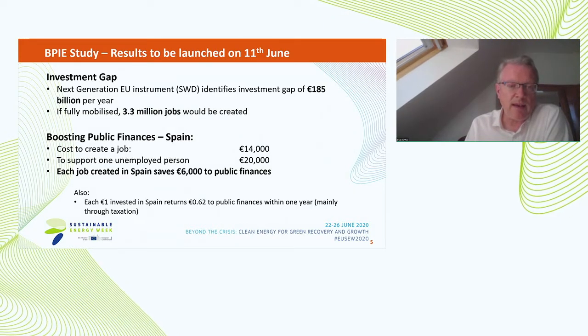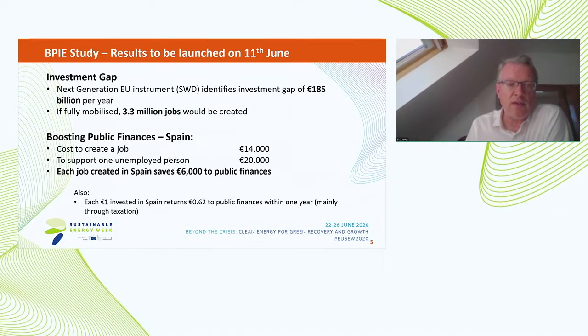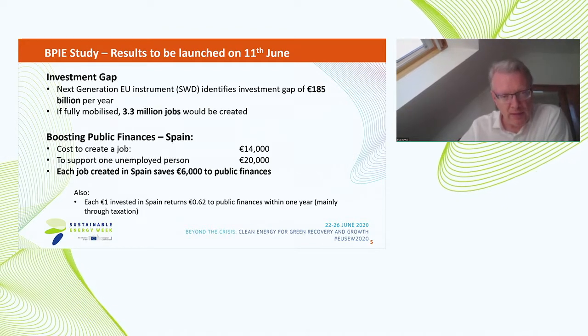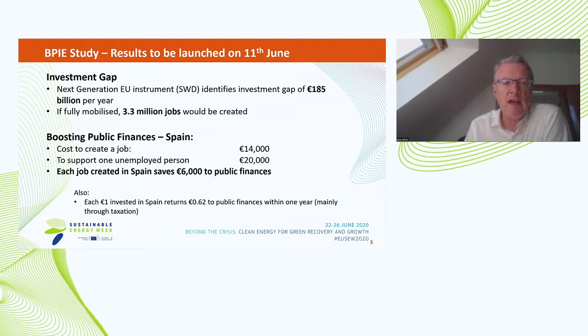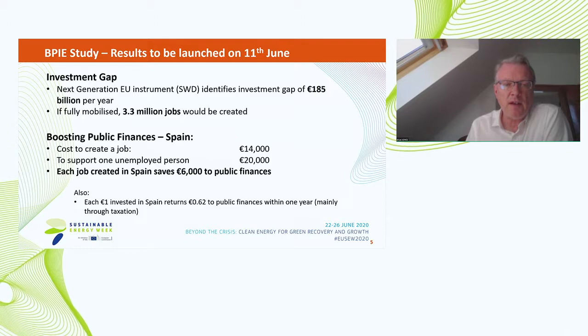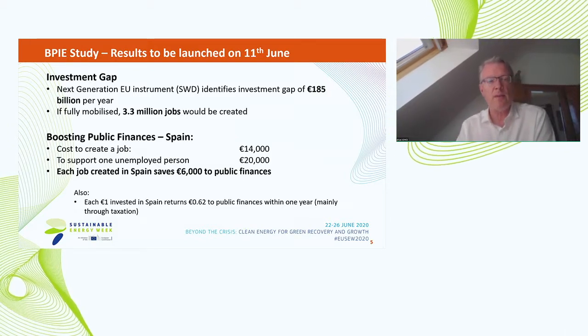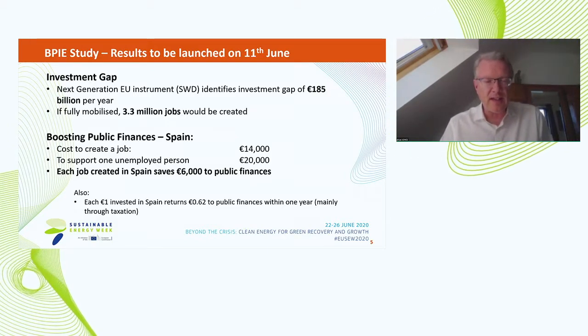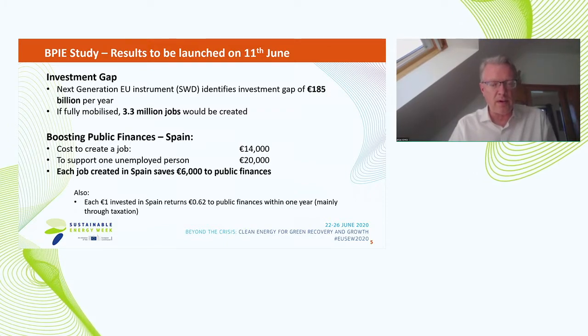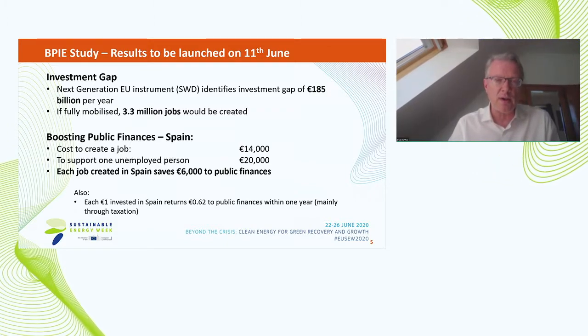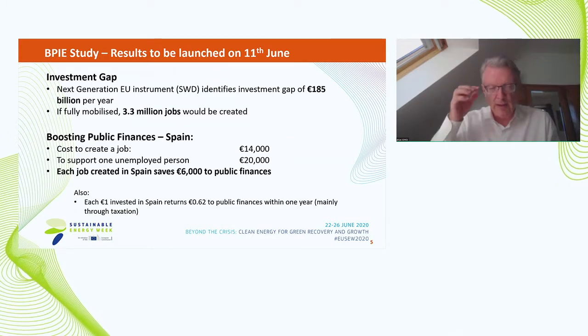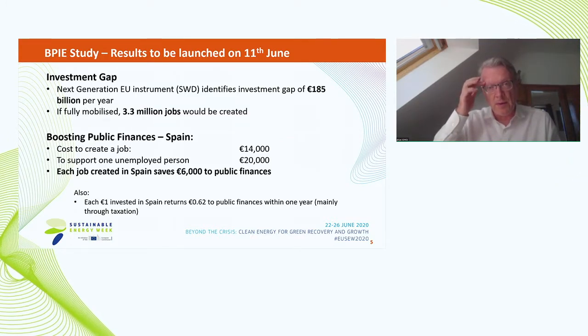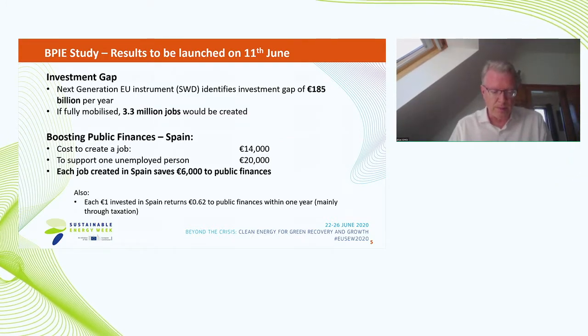Interestingly, also in Spain, it was found that for each euro invested of public money, leveraging private money, of course, you get an immediate return within a year of 62 cents to public finances. These kinds of numbers, we hope, are going to be very convincing to give courage to policymakers and politicians to really boost renovation in the near future.